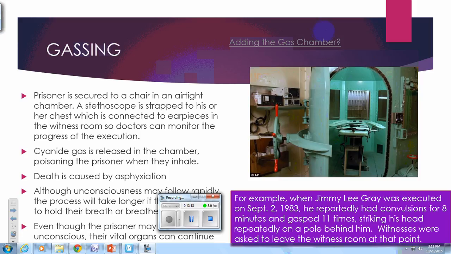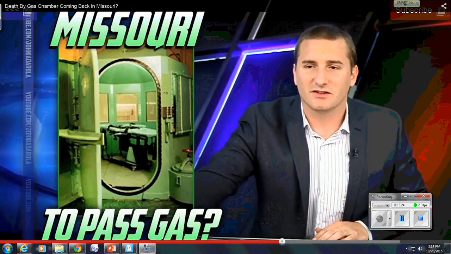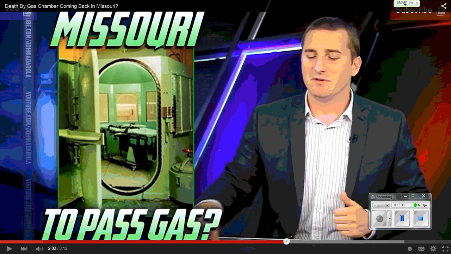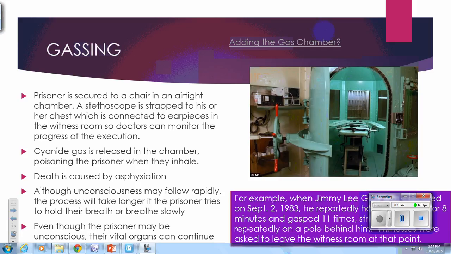So let me show you this state that is discussing adding the gas. By just the use of his words, you can tell he's a little bit against the death penalty. And if you look at this, he's even making fun of it by saying, Missouri to pass gas. Get it? Did you catch that? So he was making fun of them. For those of you that were home, what was the state that is thinking about adding it? Missouri is the answer, yes. The reason was because this drug, propofol, is not allowed, they don't want it to be used for lethal injection anymore. So, kind of interesting.